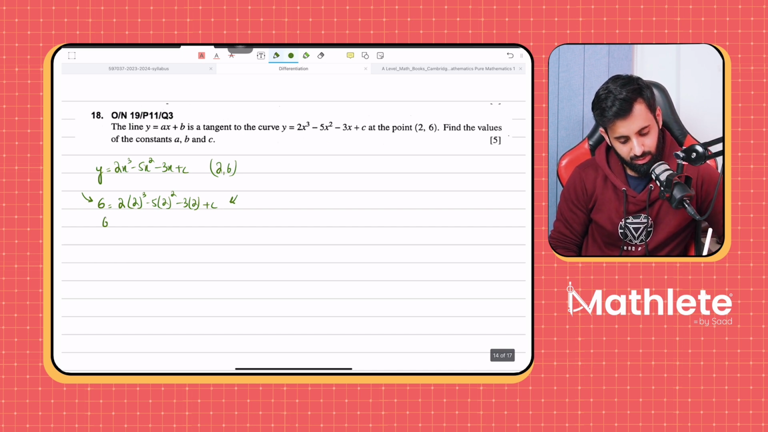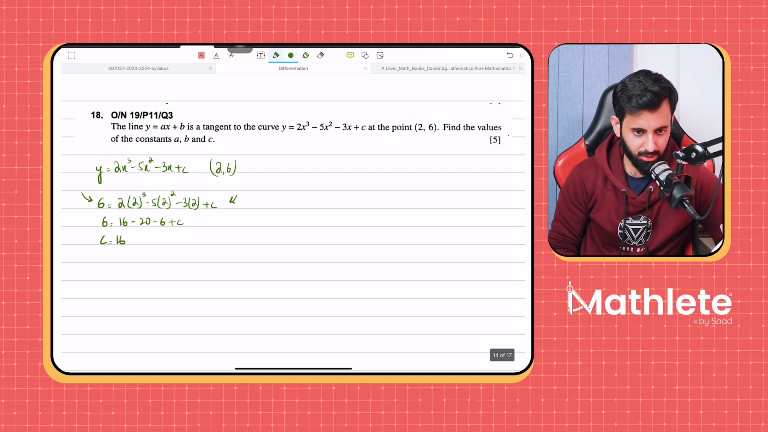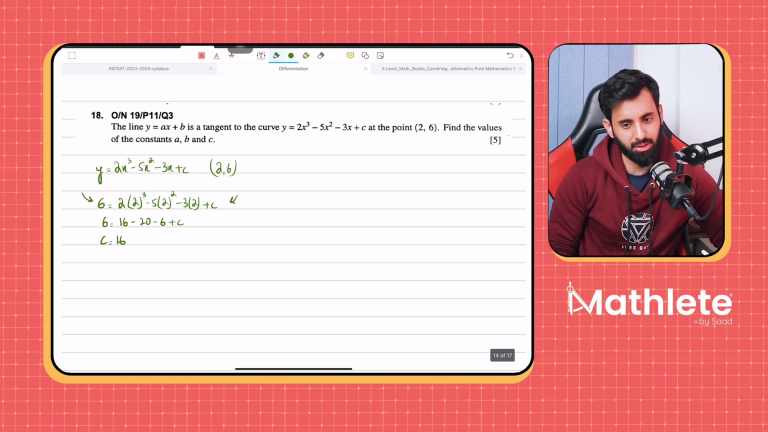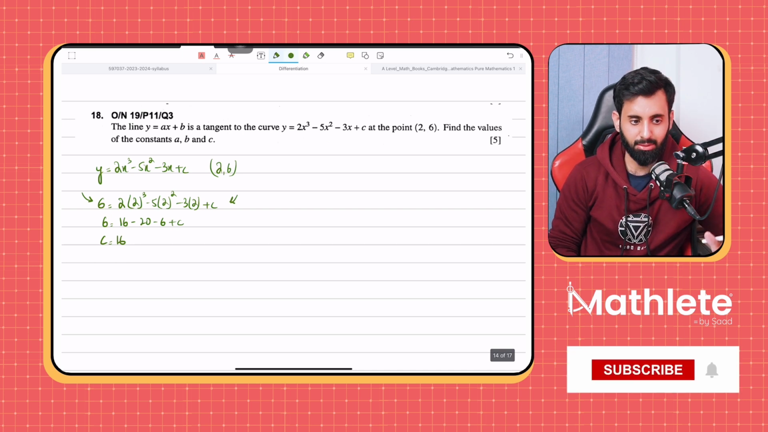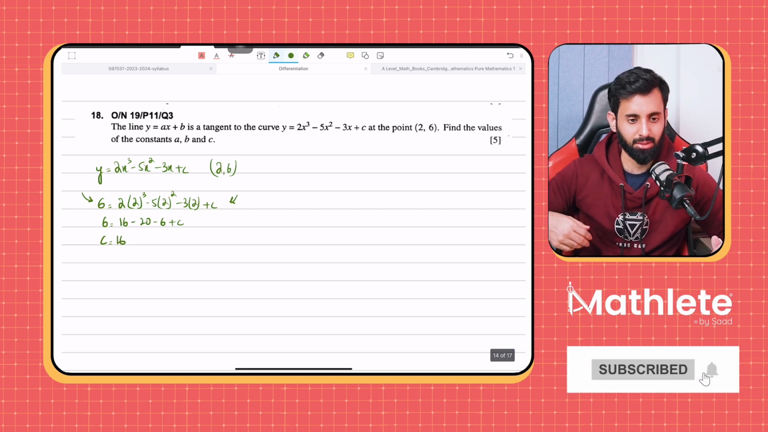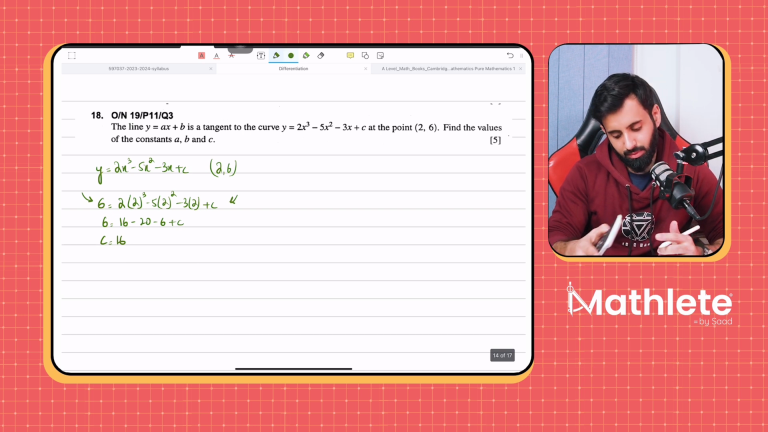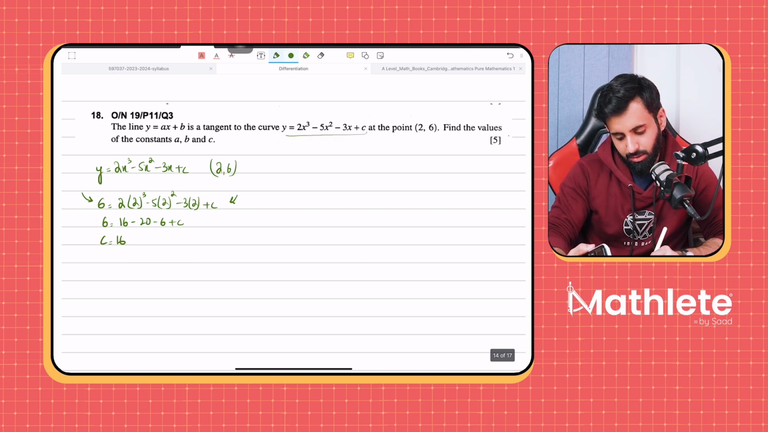So 6 equals 16 minus 20 minus 6 plus c. Let's see what we have. C is 16. Yeah, c is 16. Any questions so far? Please feel free to ask. I don't want to get to the end of the question and then have someone say that they don't understand how I found c. Somebody said plug in x equals 0. What happens if I plug in x equals 0?